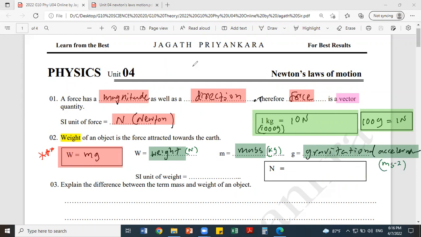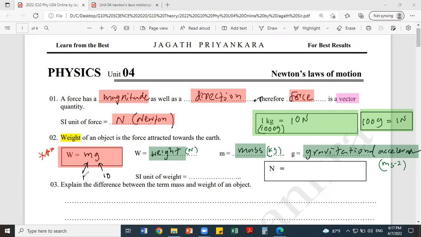So how to convert now? Example, imagine 1 kilogram you have to convert into Newton. I told 1 kilogram is equal to 10 Newton, but any amount of kilogram you can put here. This is in kilogram, and this is 10 m s^-2, gravitational acceleration approximately 10. So you can put the amount of kilogram here. If it is 1 kilogram, 1 into 10, 10 Newton. If it is 2 kilos, 2 into 10, 20 Newton.